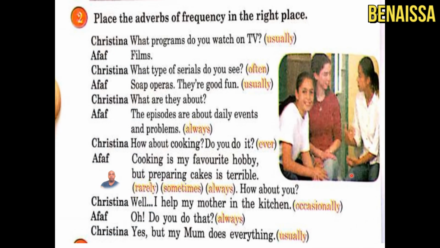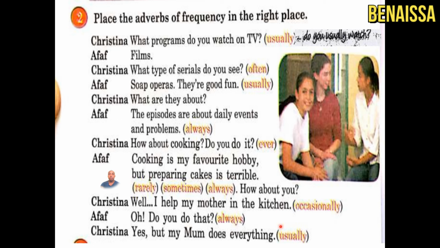من أجل الممارسة نحاول أننا place the adverb of frequency in the right place. نحاول أننا نضع adverbs of frequency في المكان المناسب. Pause the video, take for example 5 minutes to answer this question.